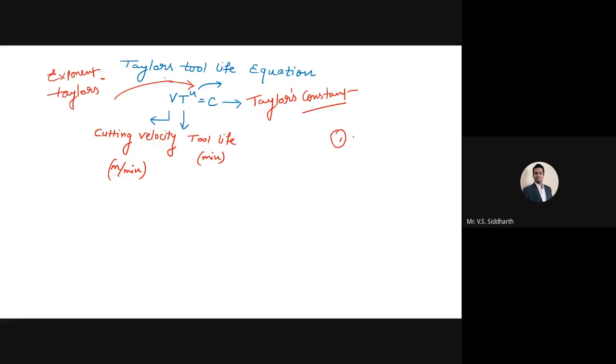One question will be from the merchant circuit. Another is from this tool life equation. Another one is from the velocity relation between Vs and Vc. And another one is from chip thickness ratio, that is phi equals tan inverse of r cos alpha naught by 1 minus r sin alpha naught.